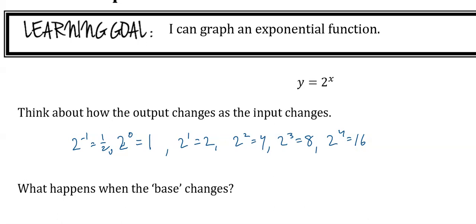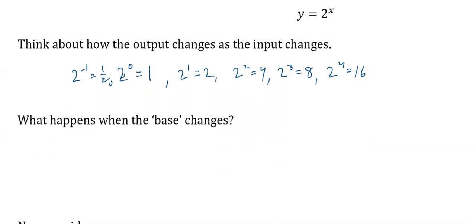Thinking about my input is how much I'm going over on the graph from some anchor value. And then output is how much you're going up. Okay? What happens when the base changes? So this is interesting to me.